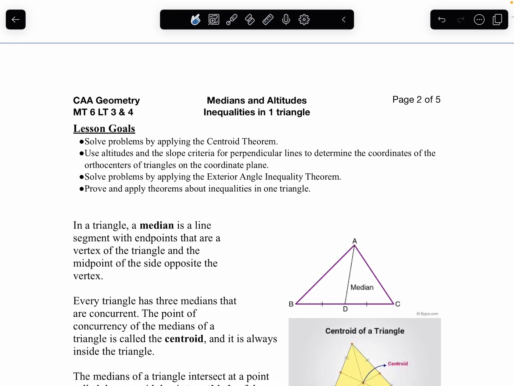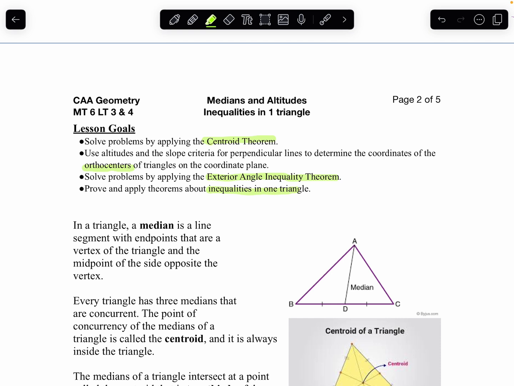What we're going to be looking at in this lesson is I want you to solve problems by applying the centroid theorem. We'll have to define what a centroid is in a second. We're going to use altitude and slope criteria to determine the coordinates of an orthocenter. So we'll talk about what an orthocenter is. And we're going to solve problems by applying the exterior angle inequality theorem, and prove and apply theorems about inequalities in a triangle.